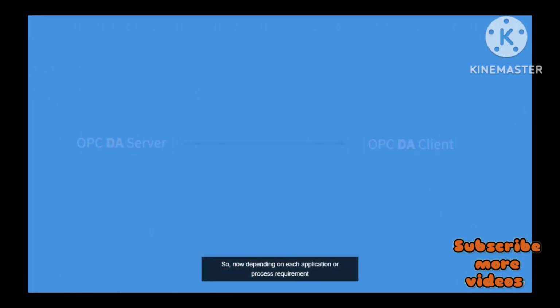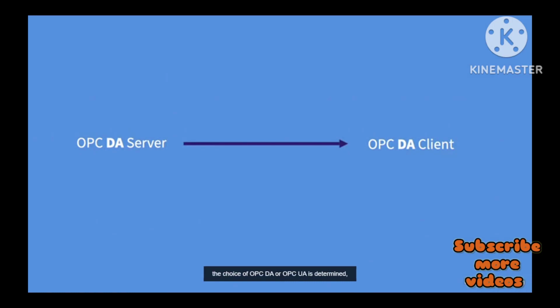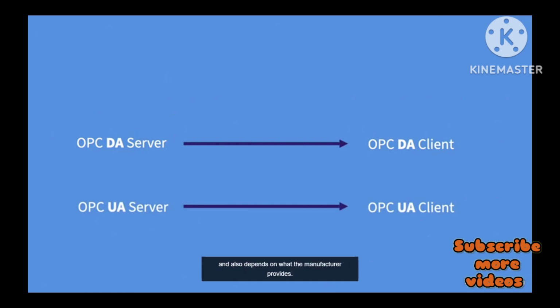So now, depending on each application or process requirement, the choice of OPC-DA or OPC-UA is determined and also depends on what the manufacturer provides. You need to check what is the OPC server for each device you are working with. In general, an OPC-DA server connects to OPC-DA client, and the same thing for OPC-UA.